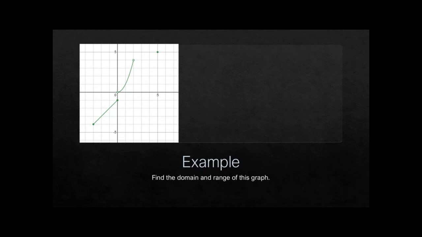So if it helps, you could label your ordered pairs. Like the dot here is at 5, 5. We have an open circle at 2, 4, another open circle at 0, 0, and a closed circle at 0, -1, and then we've got 1, 2, -3, -4. So if it helps to label the endpoints, that is a good thing to do, just so you know what numbers you're looking at.